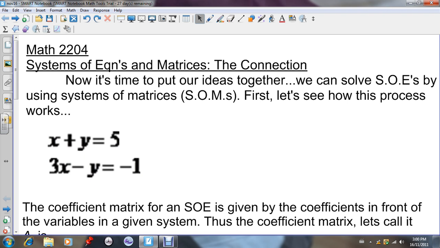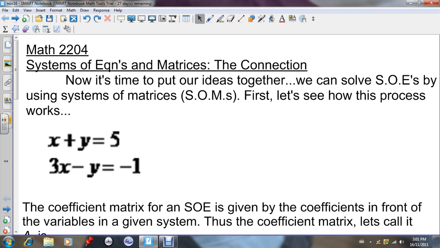Now it's time to put our ideas together, ladies and gentlemen. We can solve SOEs by using systems of matrices. SOMS. Now I see, yes, Nick, I know there's an apostrophe. Oh my god, and there's another one. Alright, anyhow, I know it's wrong. Thanks. First, let's see how this process works. Now, ladies and gentlemen, we got a system of equations, alright? We can use matrices to solve these, makes life easy.